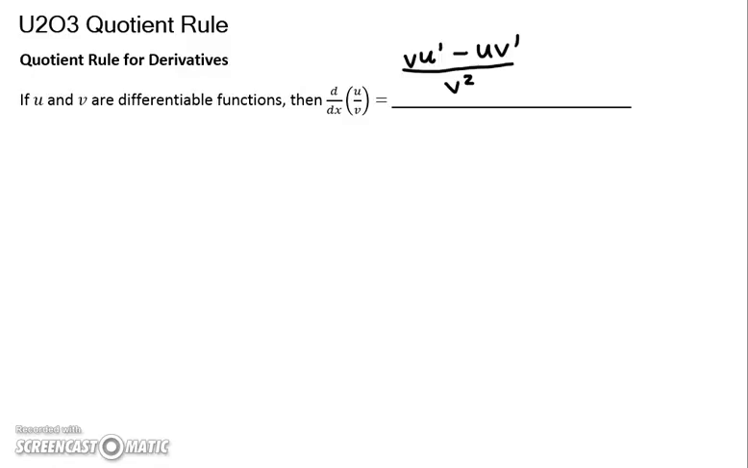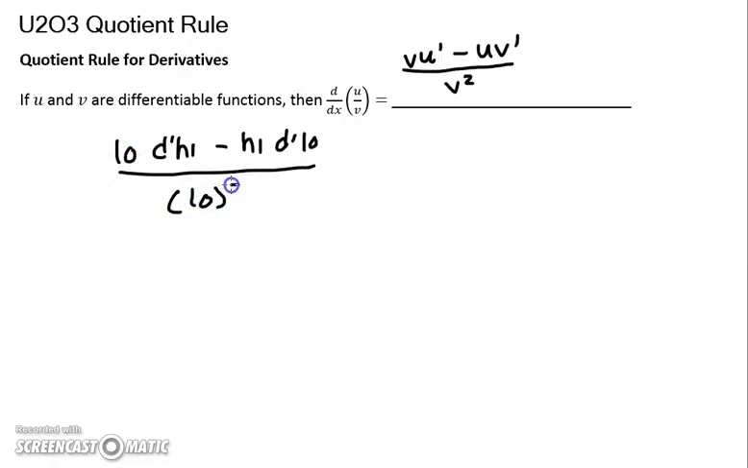And we're going to have a calculus musical song about this. And in the musical song, this is how they describe it. They say low d high minus high d low all over low squared. So low and high are the bottom and the top, the denominator and numerator, and whenever you see d, that means the derivative. So low d high is the bottom v times the derivative of the top u, so v u prime. So vu prime minus uv prime over v squared is our quotient rule.